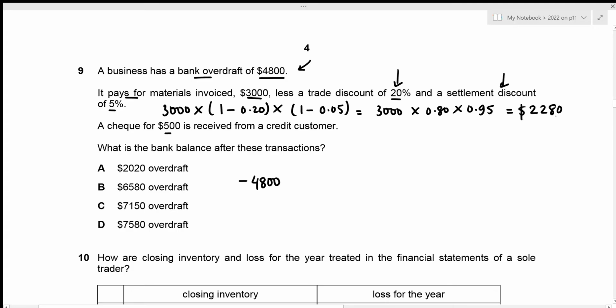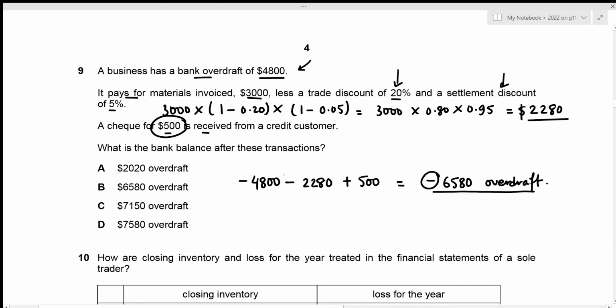And remember that this is the amount paid, which reduces our bank balance. So that's again a negative 2,280. And finally, a check for 500 is received. So this is added into our bank account. So we need to add it, plus 500. Now this gives our total bank balance to be negative 4,800, negative 2,280 plus 500, which results in negative 6,580. Again, there is a negative, which means that this is an overdraft. So the correct answer we're looking for is 6,580 overdraft, which is given in option B. That will be the correct answer. This concludes question number 9. We can now move towards question number 10.